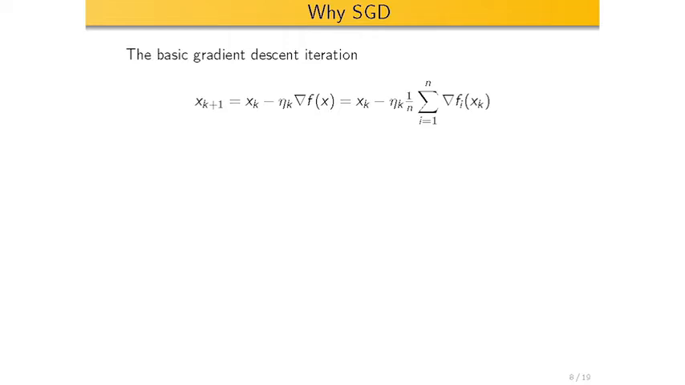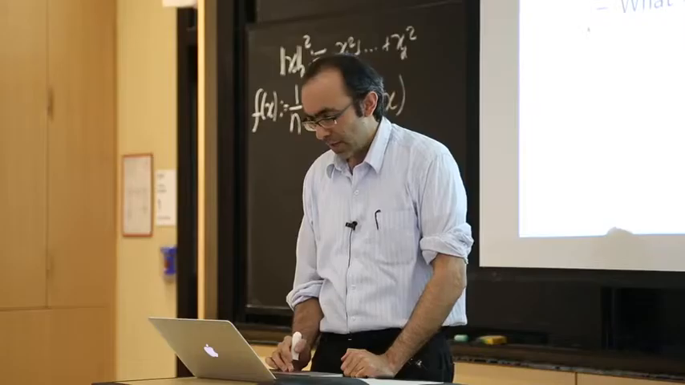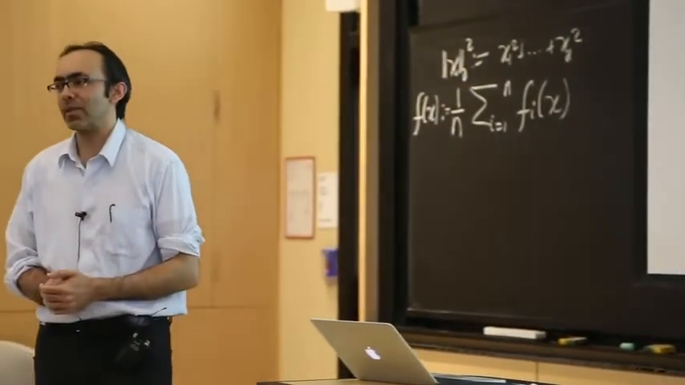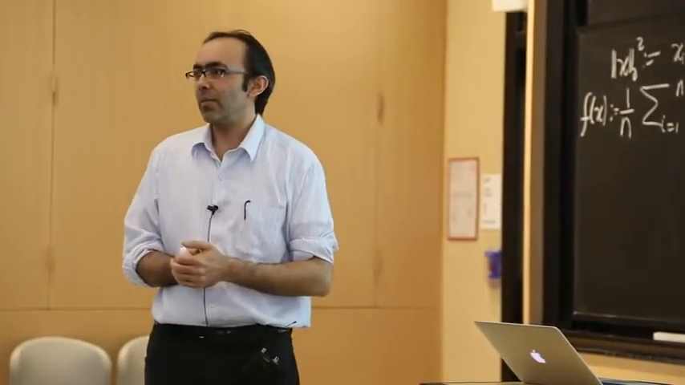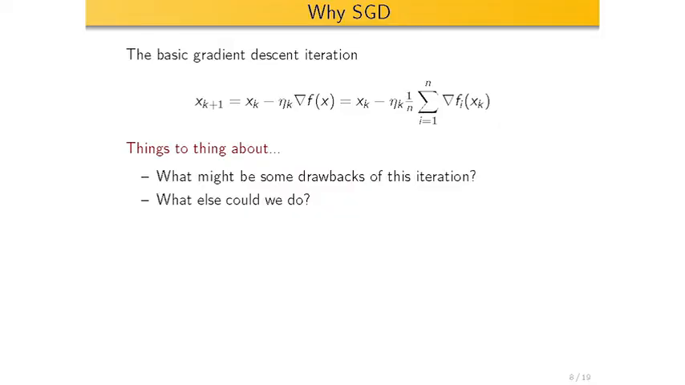And now I'll just ask a rhetorical question. If you put yourself in the shoes of algorithm designers, some things that you may want to think about: what may you not like about this iteration, given that big N, big D story that I told you? So anybody have any reservations or drawbacks of this iteration? Any comments?